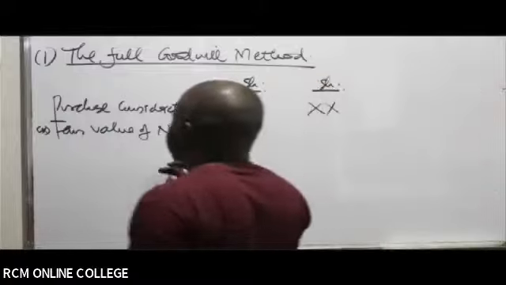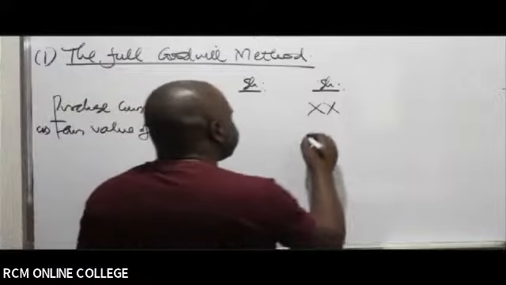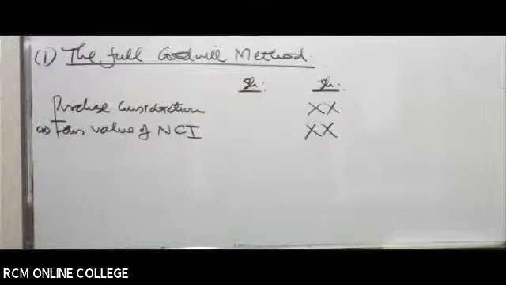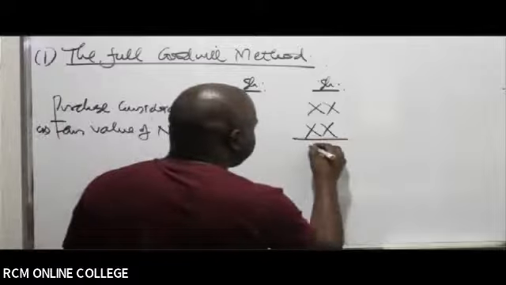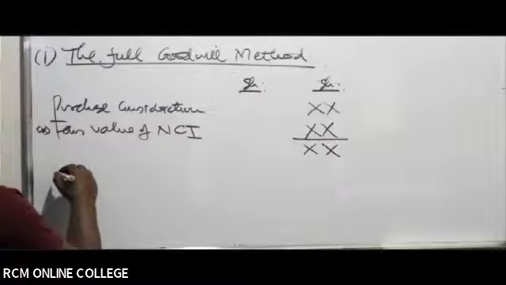He'll tell you the NCI is measured at a fair value of this amount. So you take that figure, and when you're calculating goodwill, you place it here. You add the fair value of the NCI, and therefore you'll be able to get a figure here. Then once you get that figure, you less the net assets acquired.